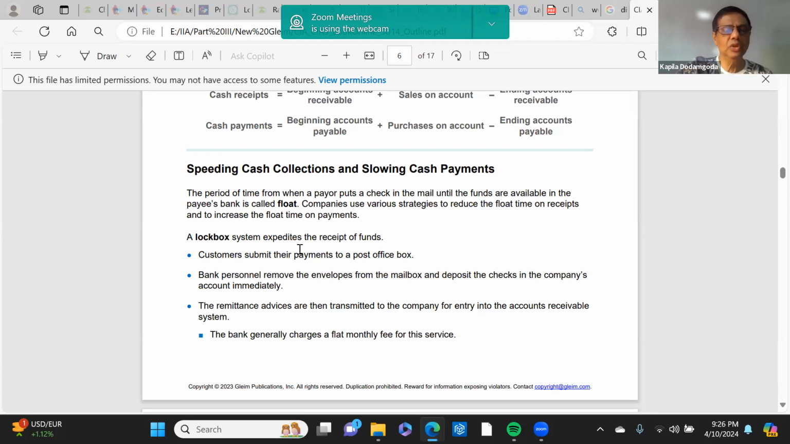Right? I haven't heard these terms, of course, in the Sri Lankan context, but you understand the concept and keep in your mind what the term is. A lockbox system expedites the receipts of funds. If you want to expedite how fast you are going to get the money, you can use what you call the lockbox system. Simple thing. Say you would want your customer to submit their payment to a post office box.